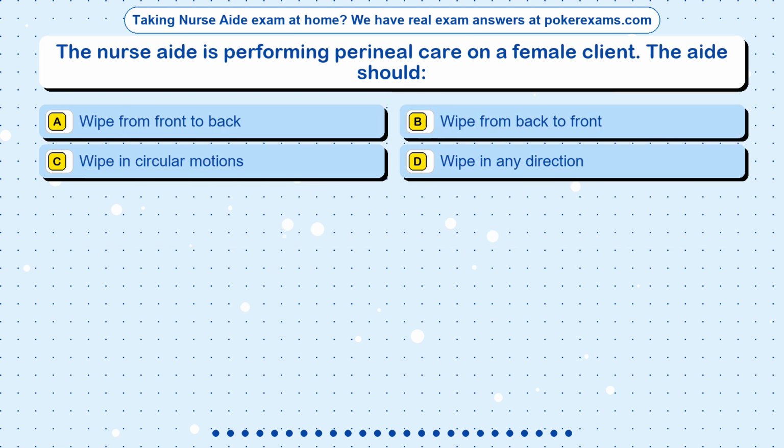Question 20. The nurse aide is performing perineal care on a female client. The aide should: Option A, wipe from front to back. Option B, wipe from back to front. Option C, wipe in circular motions. Option D, wipe in any direction.